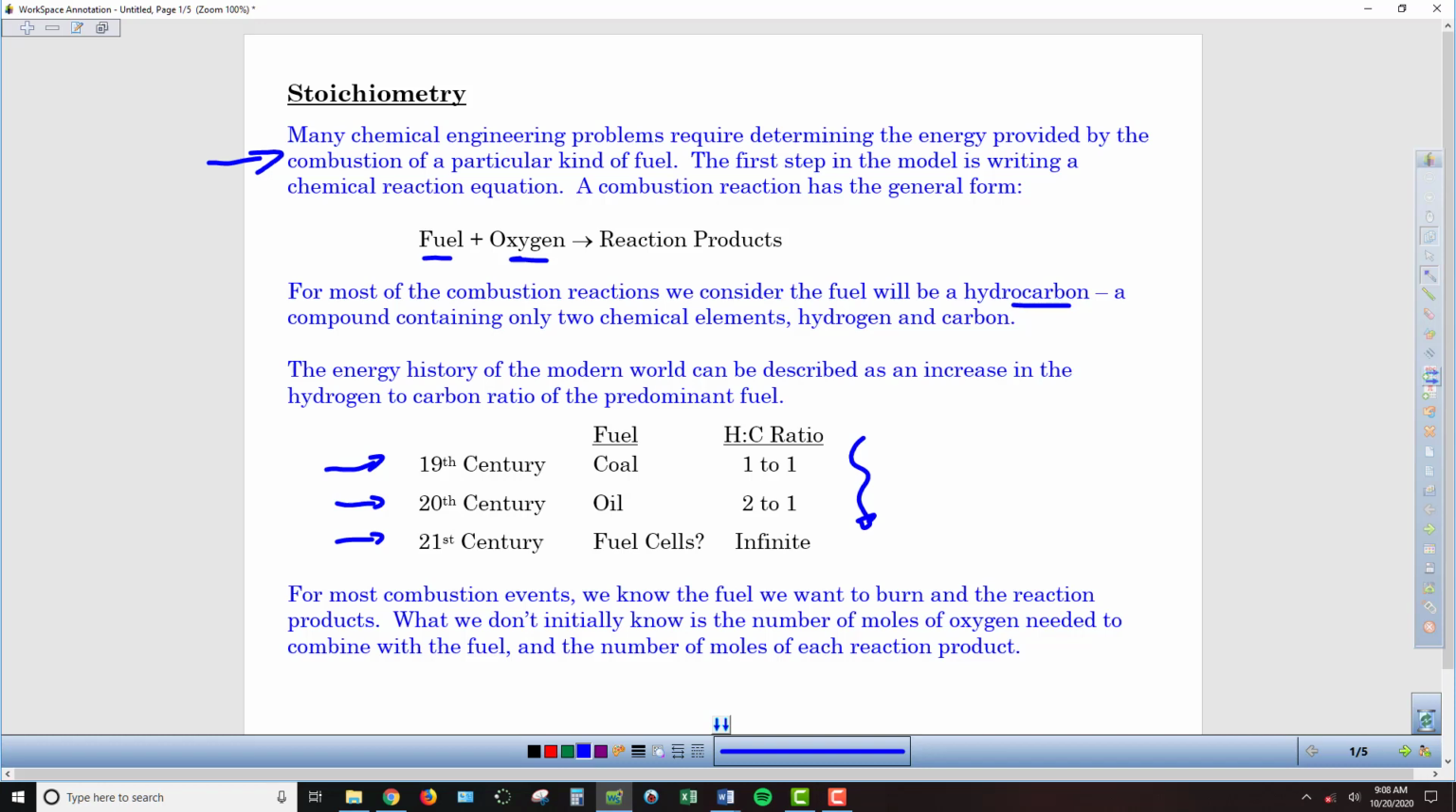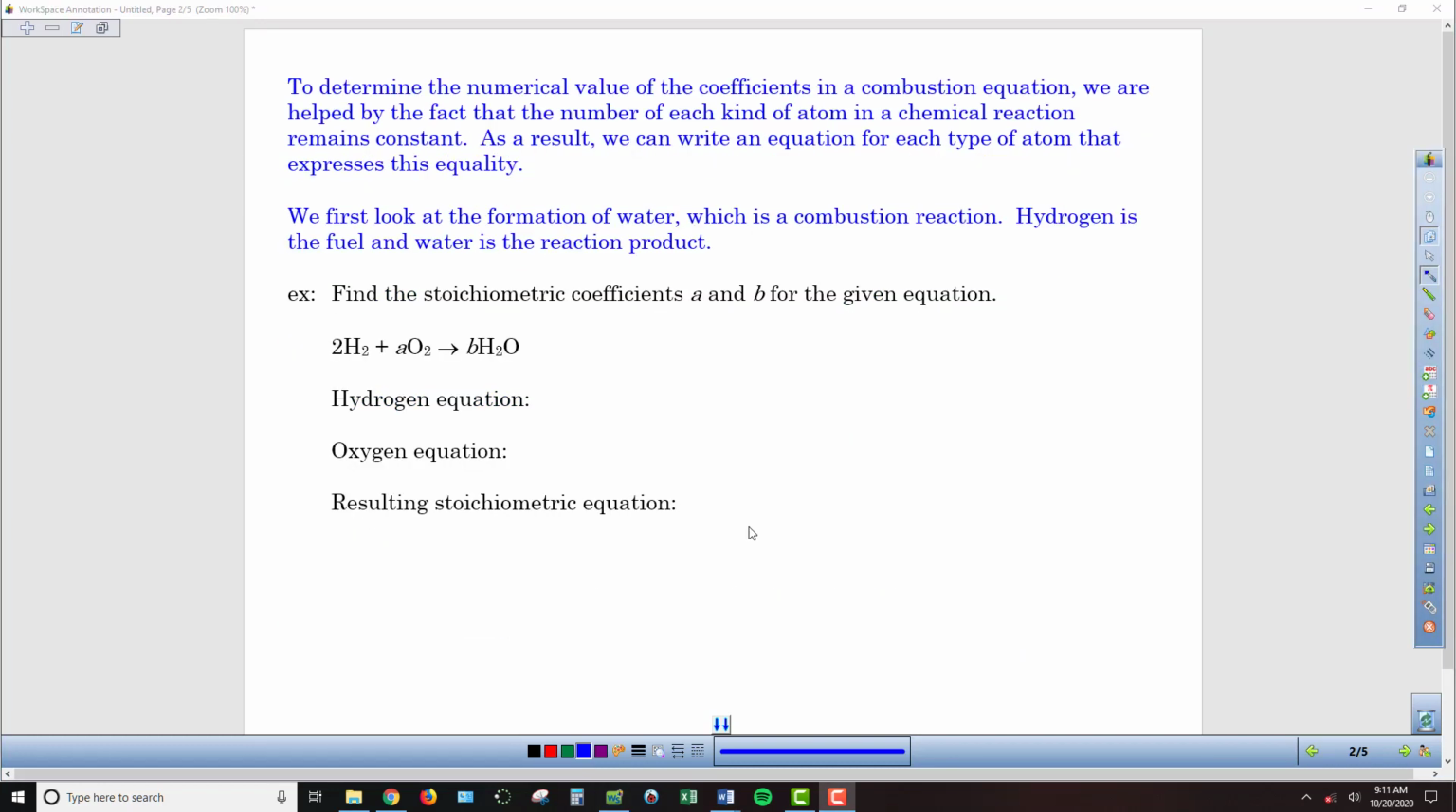atmosphere. So for most of our combustion events, we know the fuel, we know what the reaction products are going to be. What we don't know is how many of everything are involved. And so that's where stoichiometry comes into play. So hopefully this will be a review of our experience from chemistry.